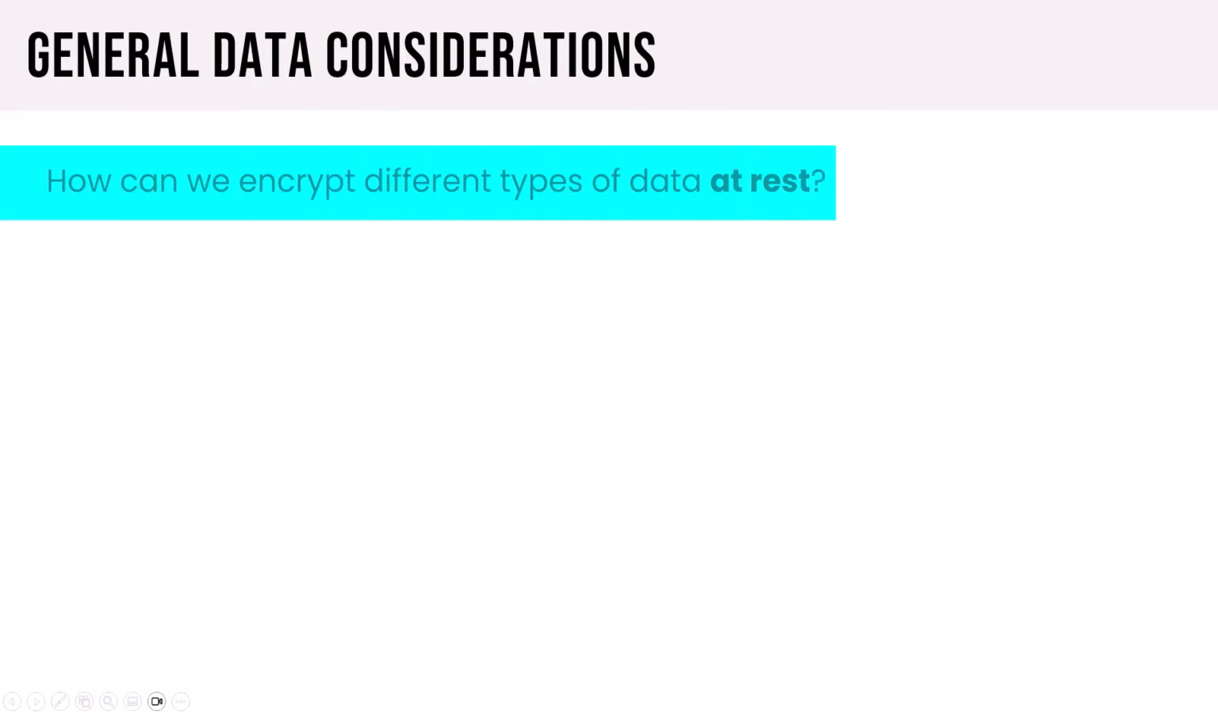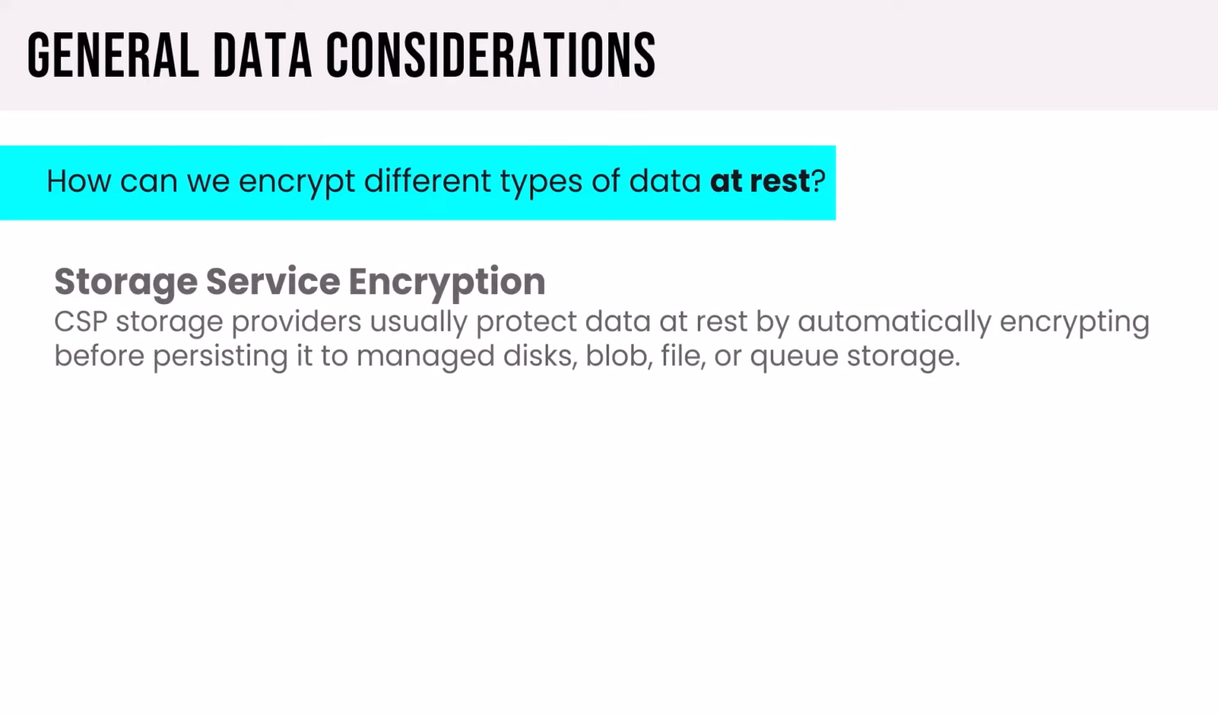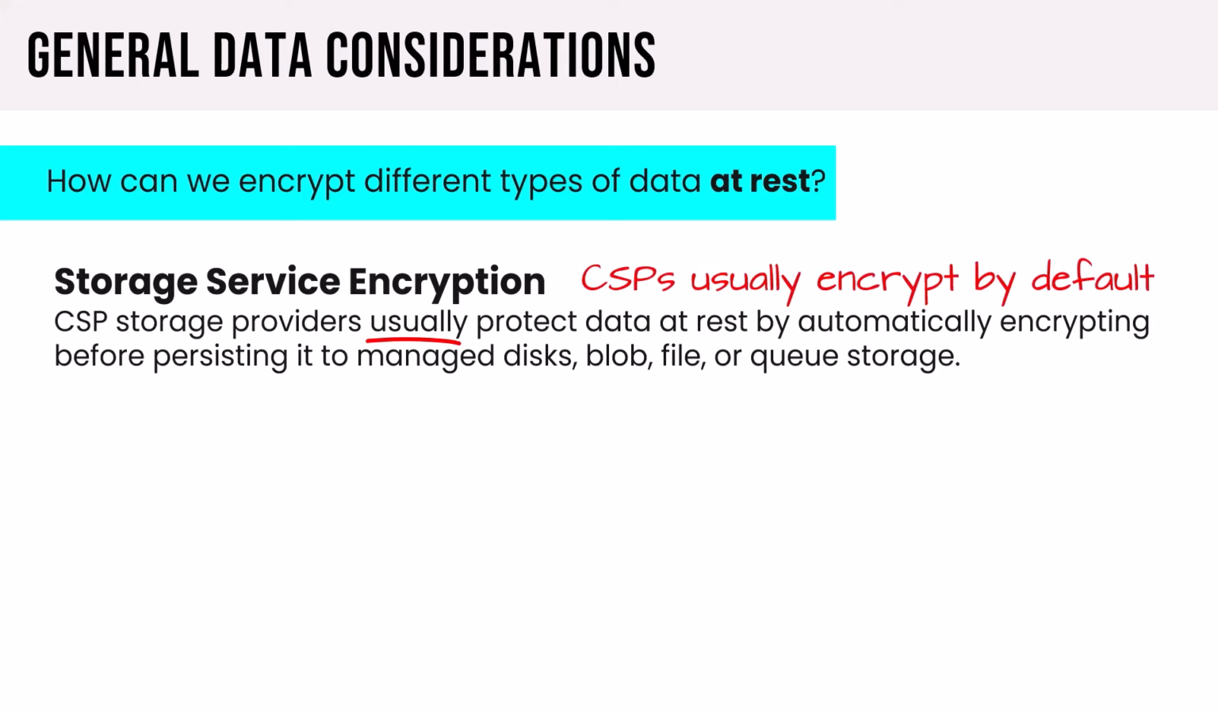Moving on to general data considerations. You'll want to be familiar with how we can encrypt different types of data at rest. So for example, in the cloud, the answer is often storage service encryption. Your CSP storage providers usually protect data at rest by automatically encrypting before persisting it to managed disks, blob, file, or queue storage. There's generally an option for you to add an extra layer of encryption with your own customer-held keys, what's referred to as double encryption, depending on the CSP, but your CSPs usually have some encryption there by default at rest in 2024.